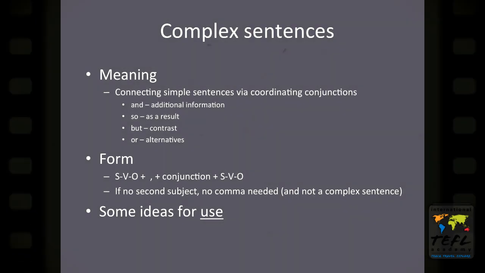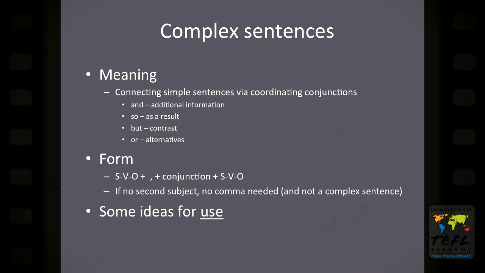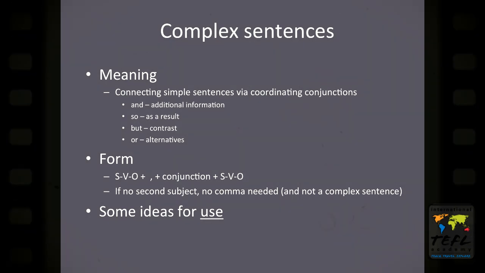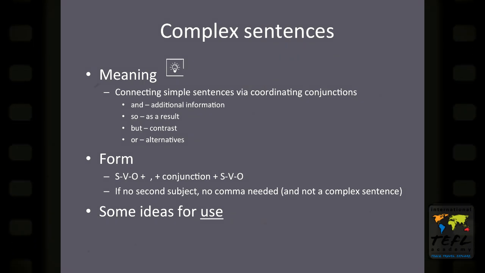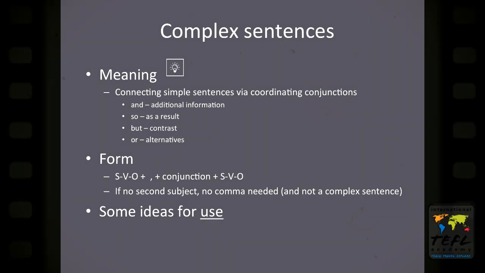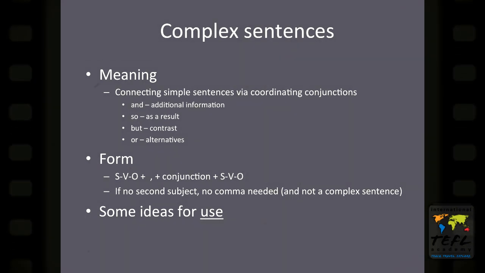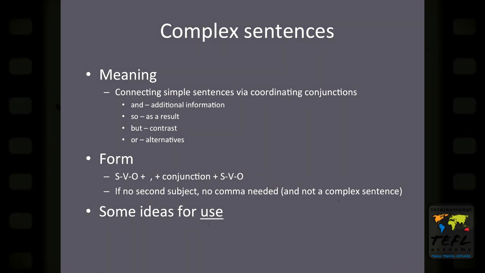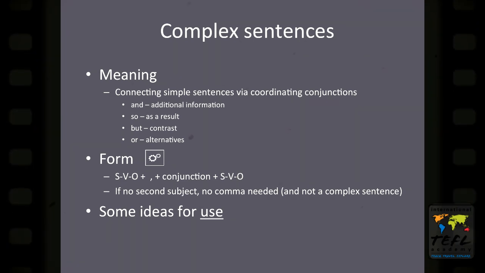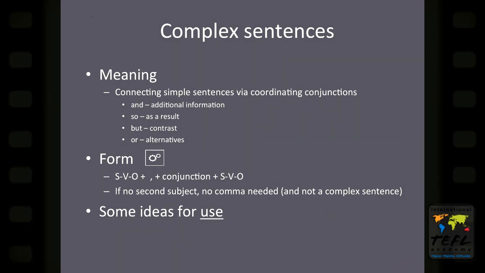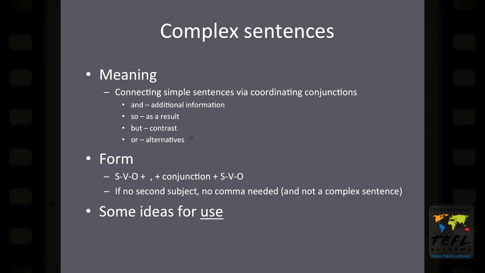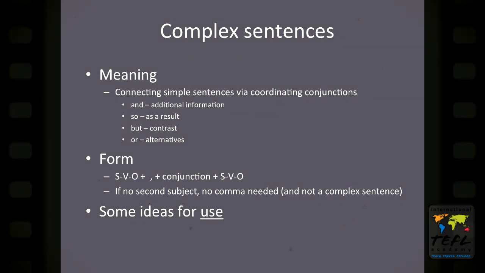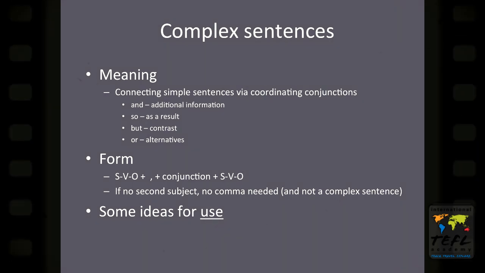Similar to that is complex sentences, and if you're not familiar, this doesn't mean generally that the sentences are very complex. This is a technical term, and the meaning is connecting simple sentences via coordinating conjunctions. The 4 coordinating conjunctions: and, so, but, or, and they all have their own use, the meaning that they communicate. The form of this is 2 clauses, a subject, verb, and an object, followed by a comma and one of these conjunctions, and then a subject, verb, and an object. If there is no second subject, no comma is needed, and you don't have a complex sentence.